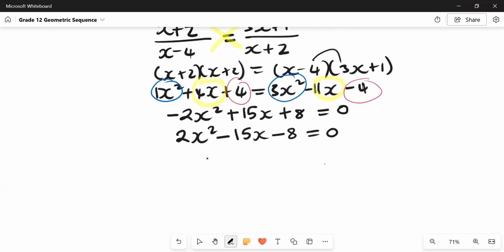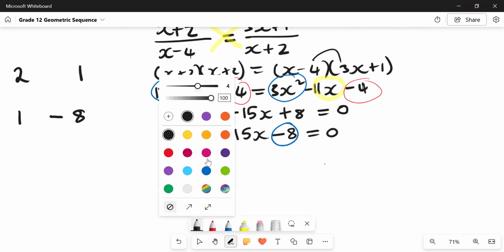From here, factorize, but if the coefficient of x squared is more than 1, then we use the cross method. You look for the factors of this first, which is 2. Factors of 2, you have 2 and 1, and then you also look for the factors of negative 8. So you will have negative 8 and 1, right? Perfect. And this will be our positive there. Now cross multiply.